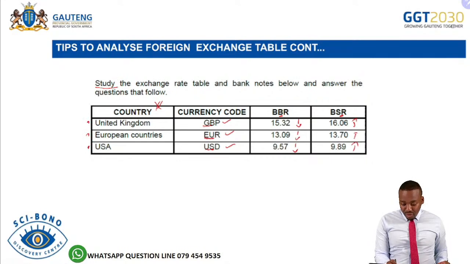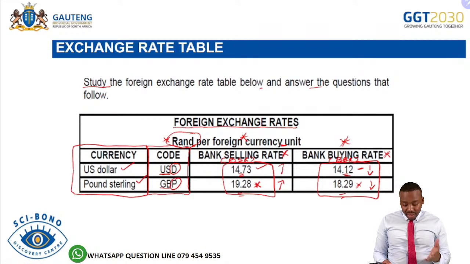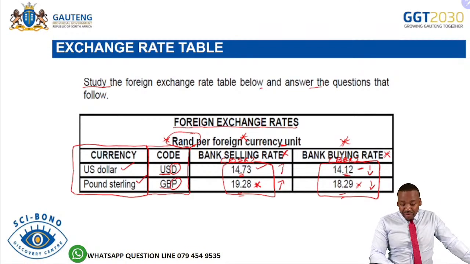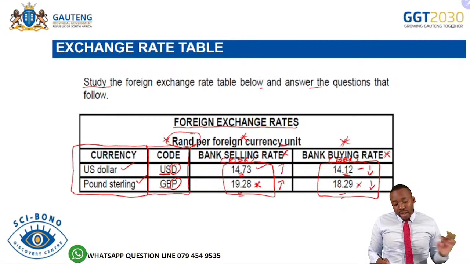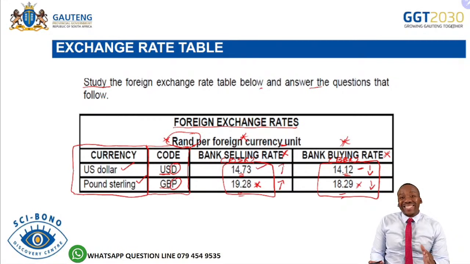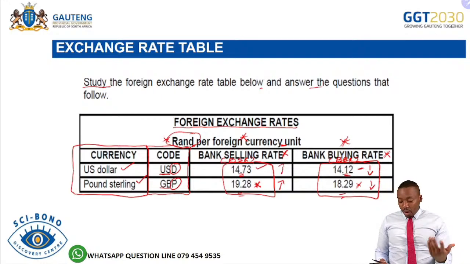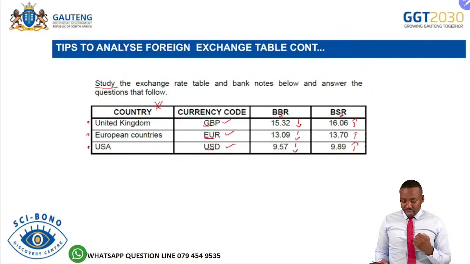Then the middle block, we've got the currency codes. They've given those 3 letter codes. Then we've got BBR, and you also have what? BSR. The same thing that happened here. Here they've given you the currency. They did not give you the countries. They've given you the codes. They've given you bank selling rate, and they've also given you what? Bank buying rate. So that was a skill in terms of when they say study. So you need to analyze everything. And after analyzing your graphs or your tables, then you move to the actual questions. Let's just try to practice there.